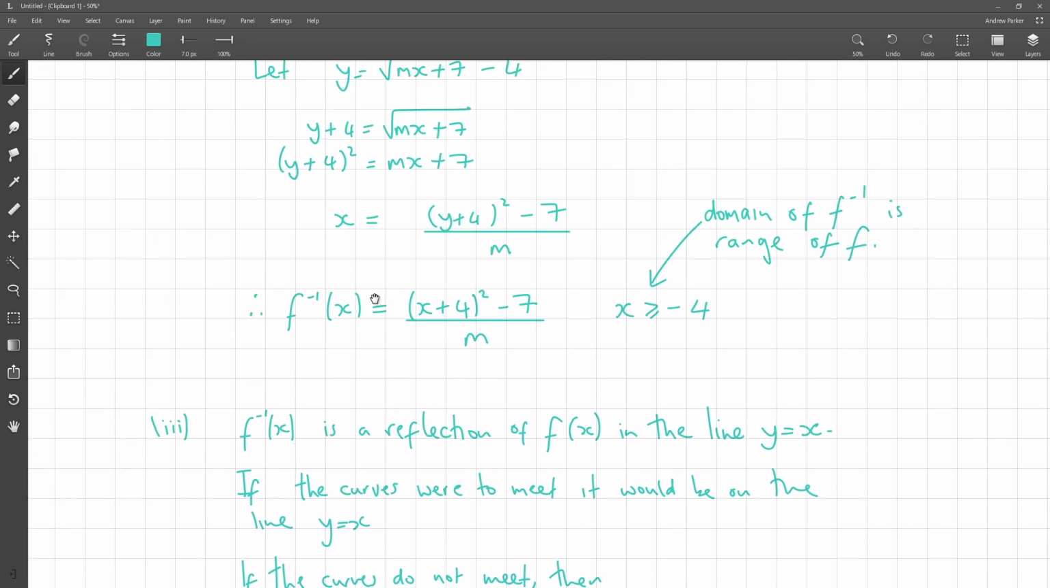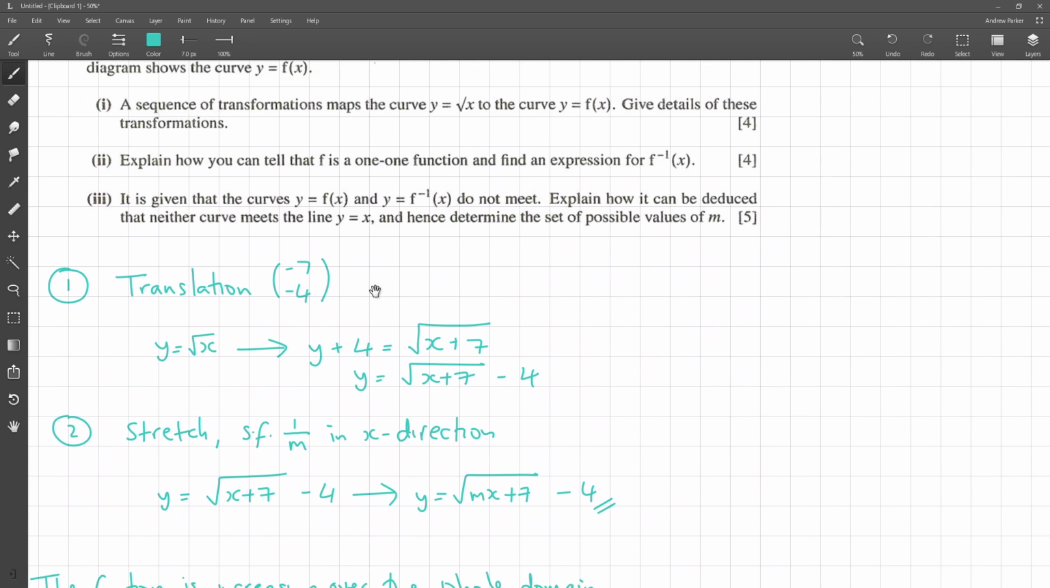Okay, part 3 then. It's given the curves y equals f of x and y equals the inverse of x do not meet. Explain how it can be deduced that neither curve meets the line y equals x. What it's looking for here is you to demonstrate that you know that a function and its inverse are reflections of each other in the line y equals x. And if they are reflections of each other in the line y equals x, then if they do meet, they will meet on the line y equals x.